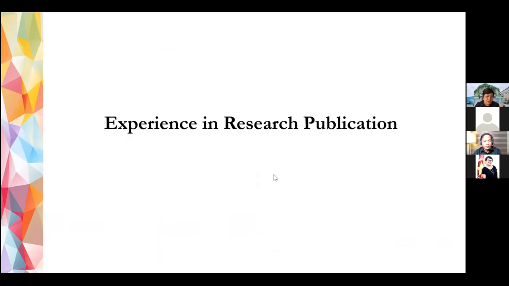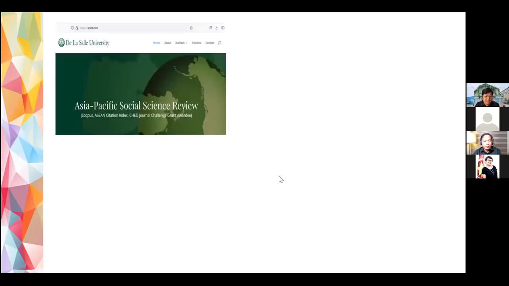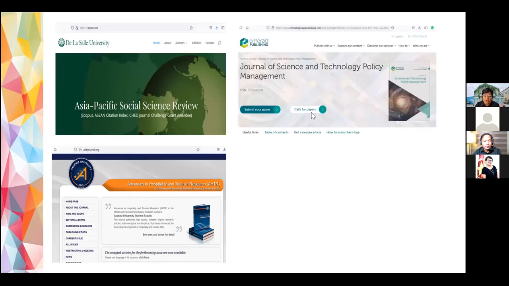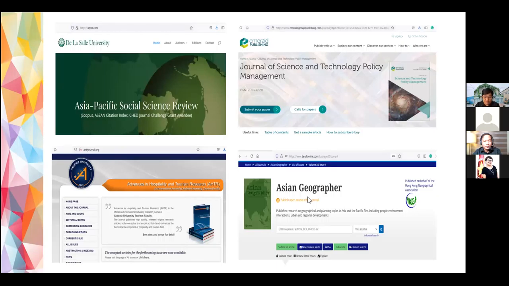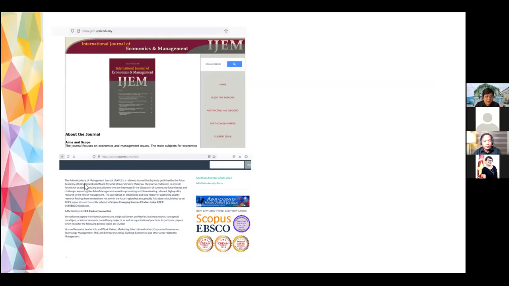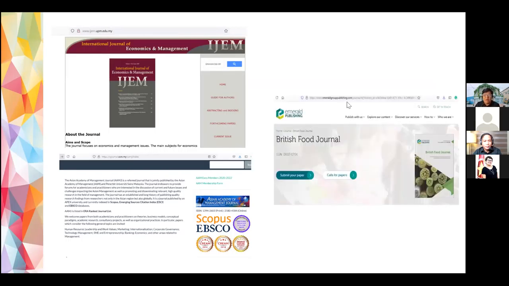So some of my papers can be found in several journals, including, of course, Asia Pacific Social Science Review, Advances in Hospitality and Tourism Research, Journal of Science and Technology Policy Management, Asian Geographer, my recent publication, which will be published, I think, first quarter of 2022, will be available at Asian Geographer by Taylor and Francis. My publication in International Journal of Economics and Management, Asian Academy of Management Journal, okay, and British Food Journal. So these are some of the journals where my papers can be found.